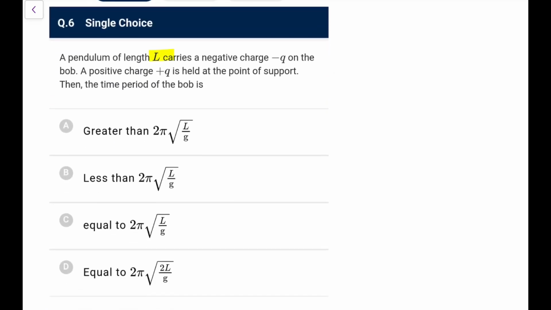A pendulum has a length L, carries a negative charge, negative q on the bob, and a positive charge plus q is held at the point of support. Then the time period of the bob, this is again a repeated one, would be equal to 2 pi root L by g. Let's say this is the suspension point and you have this plus q. Whenever it is deflected from the mean position by an angle theta, because of this minus q, the tension will be here and the electrostatic force will also be here.